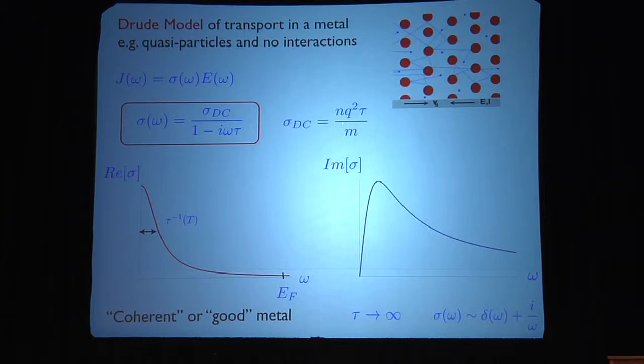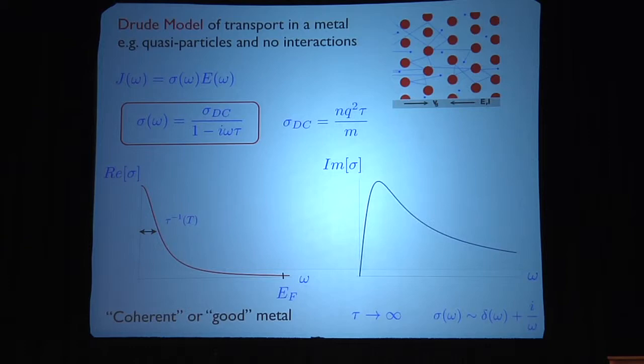So n is the number of species, q is their charge, m is their mass, and tau was that characteristic timescale of the scattering. It's equally simple to ask what happens when you put on an alternating electric field and see what the alternating response is, and you find that you get this response here. So the optical conductivity is given by this sigma DC, this value here, divided by 1 minus i omega tau. We can plot that, and it's illuminating. Here's the real part of this conductivity in this Drude model, here's the imaginary part, against frequency in both cases. And this inverse scattering time is the width of what's called a Drude peak.